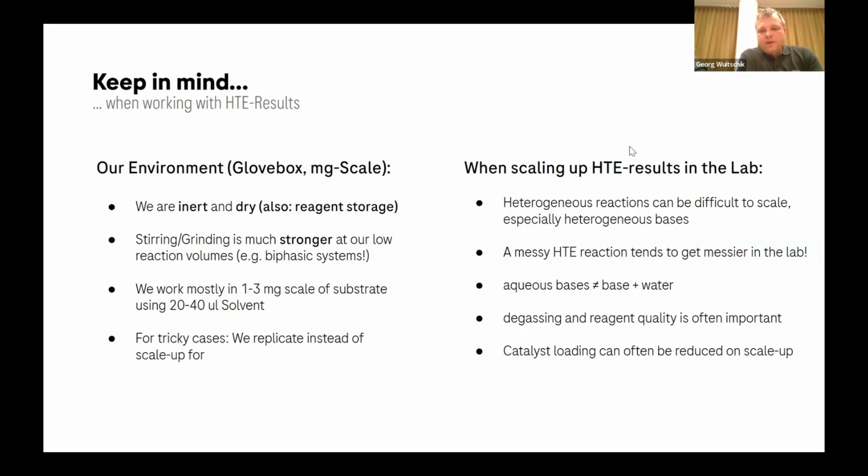But when you want to scale it up, be aware of heterogeneous reaction conditions, make sure that you understand what you're doing. Adding a little bit of water can really help. If you start with a messy HTE hit, don't expect it just by Easter miracle to clear up all of a sudden, and it will typically get messier. If you have an aqueous base, it's not the same as throwing base in and adding some water. Degassing and reagent quality is often important, and very often the catalyst loading that we use, because we are anyway at small amounts, is way too high. So often it can be reduced significantly.